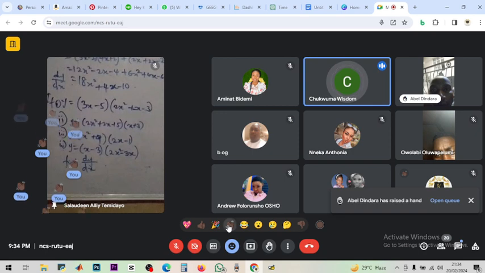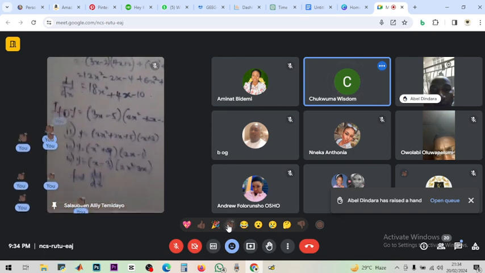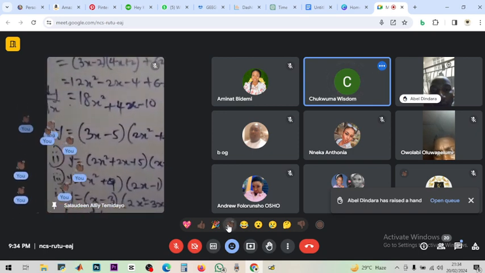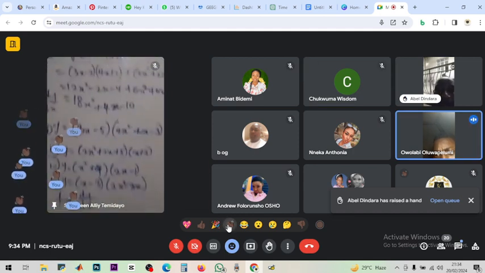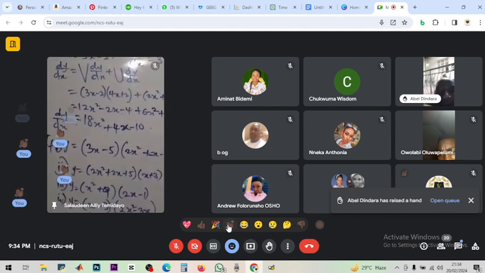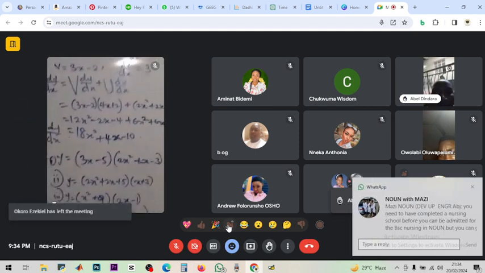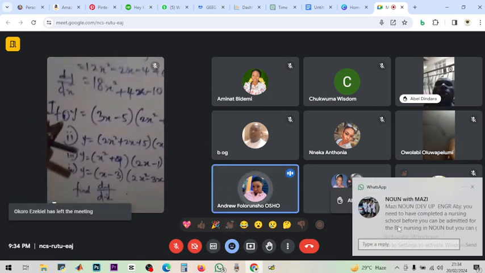Please, can I fix the camera up? That number one is 2x squared plus what? 2x squared plus what? Plus x.